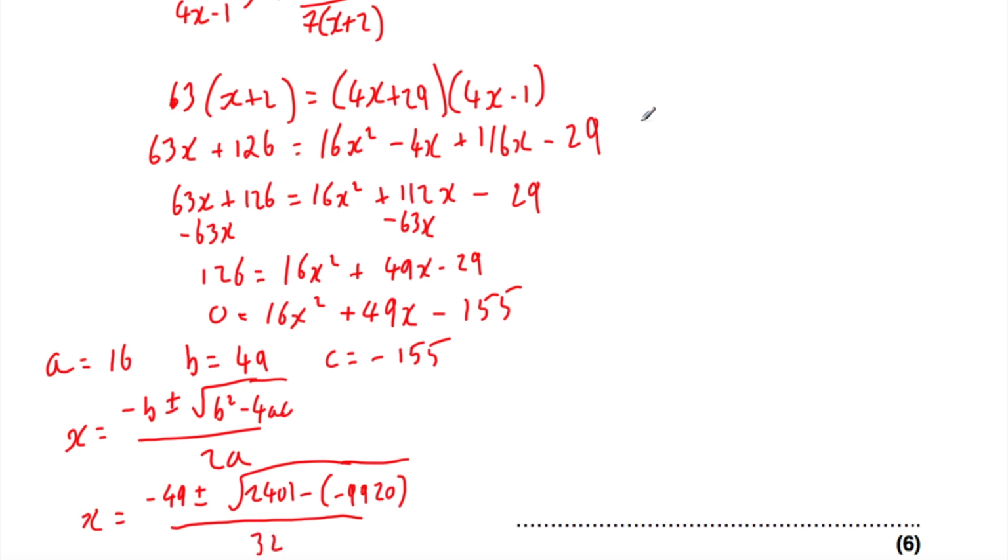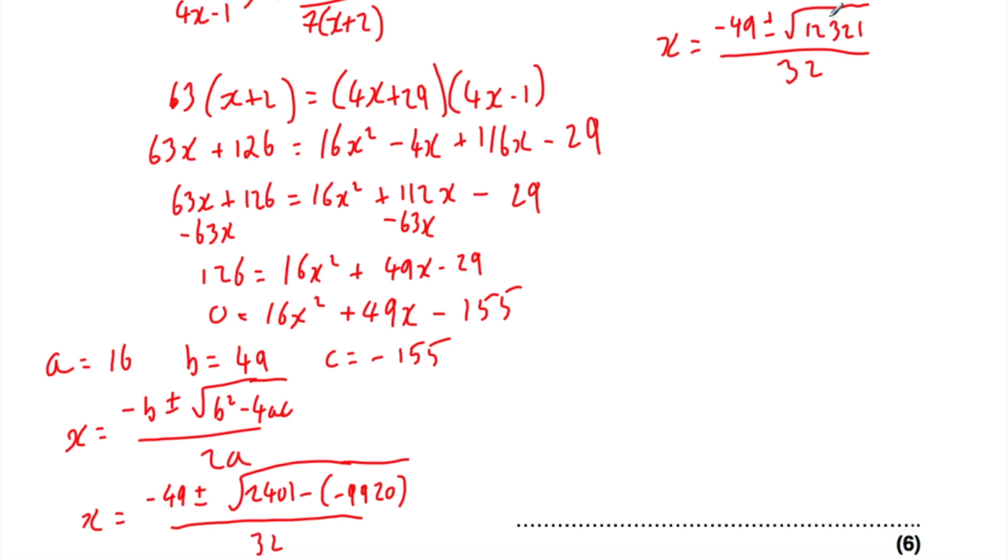Okay, so we've now got to this point. I'm going to go up to here. x would then be equal to minus 49 plus or minus the square root of, and then we've got 2,401 subtract minus 9,920 is equal to 12,321, and that's all divided by 32.